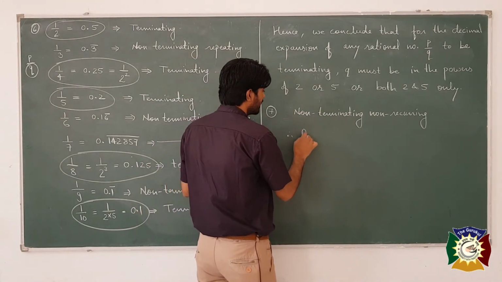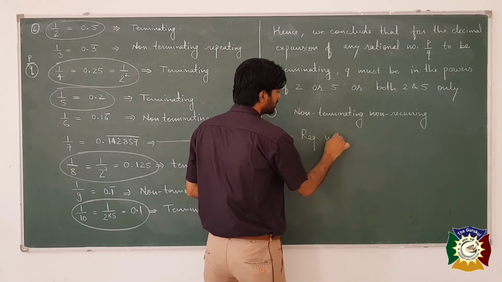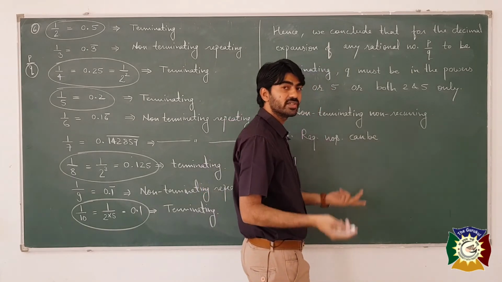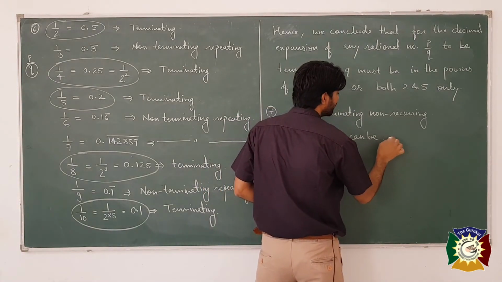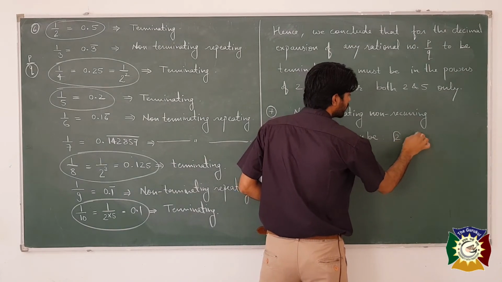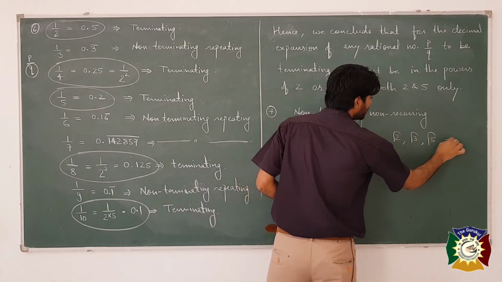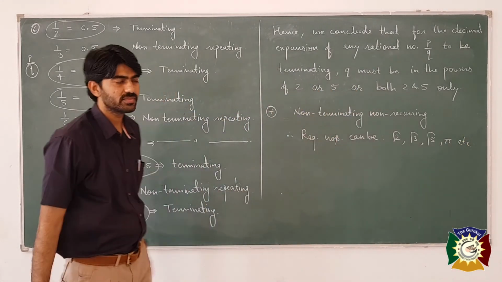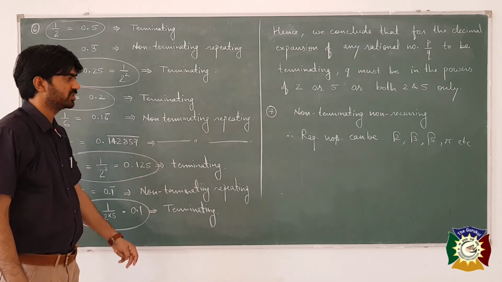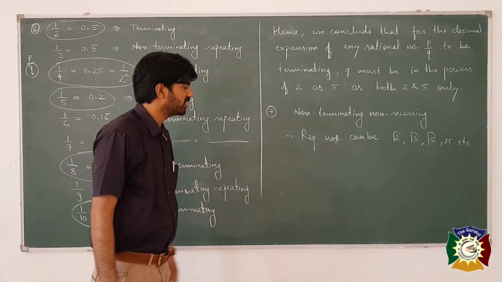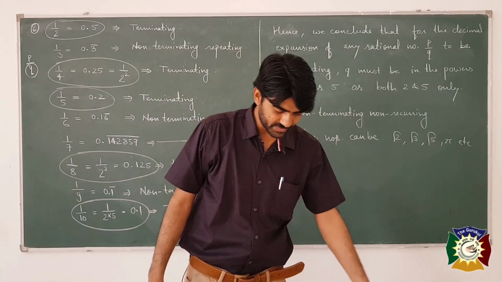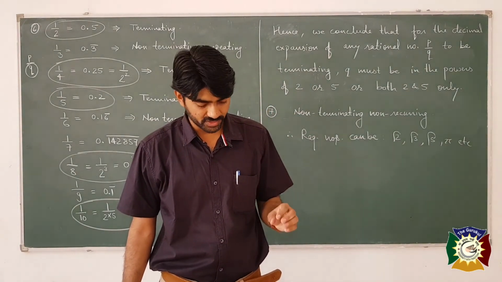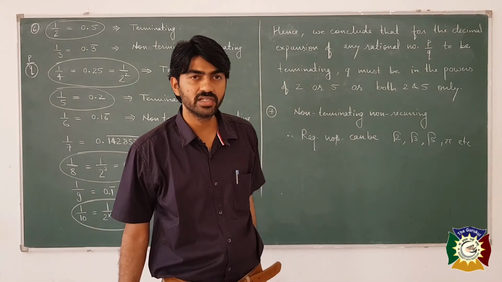Therefore, the required numbers can be any 3 irrational numbers, such as √2, √3, √5, pi, etc. As many as we want we can write, because there are infinite irrational numbers. We just have to write only 3, so we can write any 3 irrational numbers, because the decimal expansion of irrational numbers is non-terminating, non-recurring.